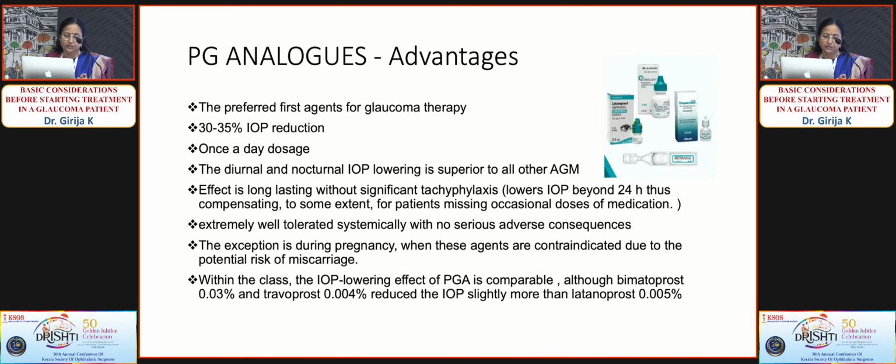So the advantages of prostaglandin analog have already been discussed by Lita. So once daily dosage and the 30 to 35% IOP reduction makes it the first drug of choice. And it gives a diurnal and nocturnal IOP lowering. That makes it the superior drug. But it has got so many side effects which you have to consider. Except for that, it is free of systemic side effects and it can be tolerated by many.